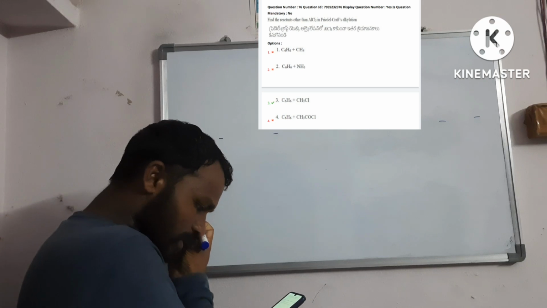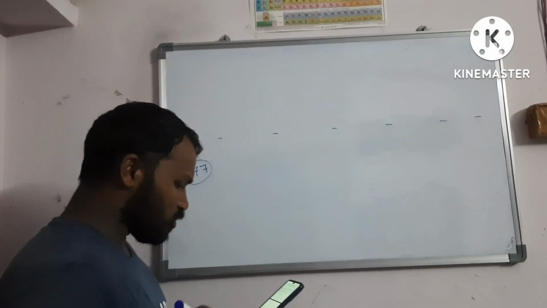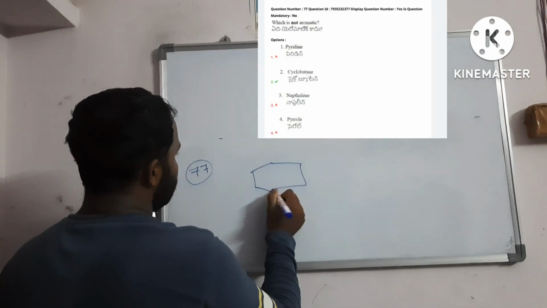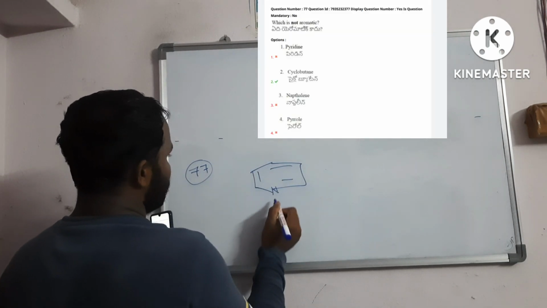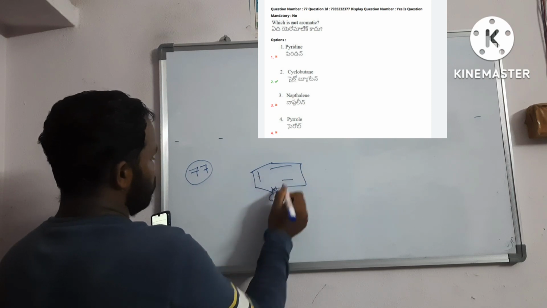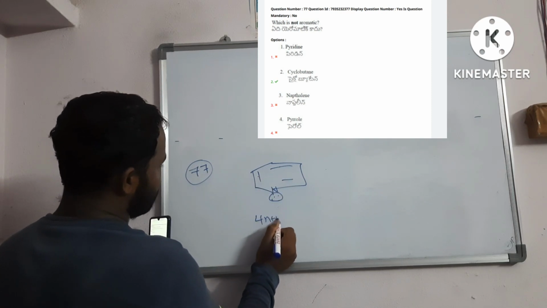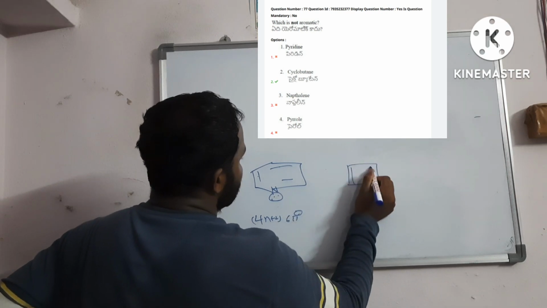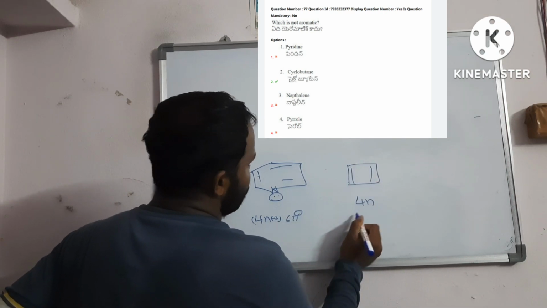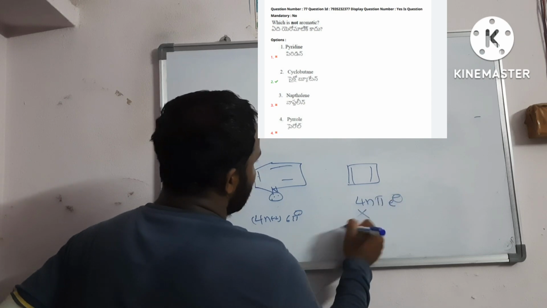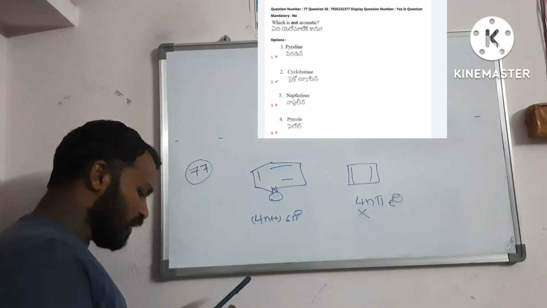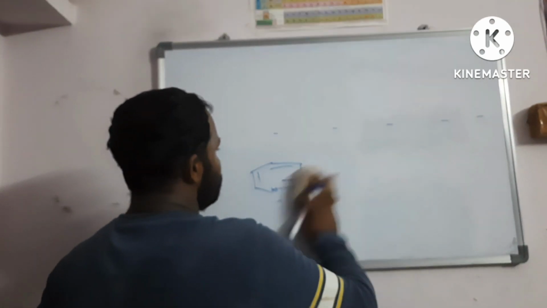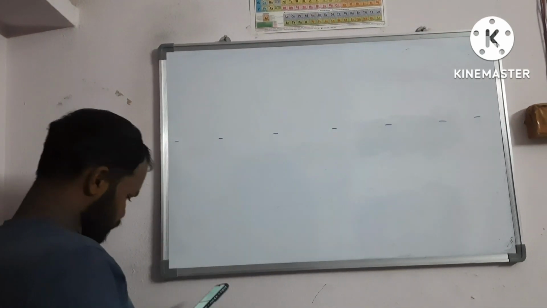Question number 77. Which is not aromatic? Pyridine is aromatic, we already know that, because pyridine contains 4n plus 2 pi electrons, that is 6 pi electrons. Cyclobutadiene contains 4n pi electrons, so it is not aromatic; I will do a separate concept on it. The remaining, naphthalene and pyrrole, are aromatic. We already discussed this concept in previous questions.